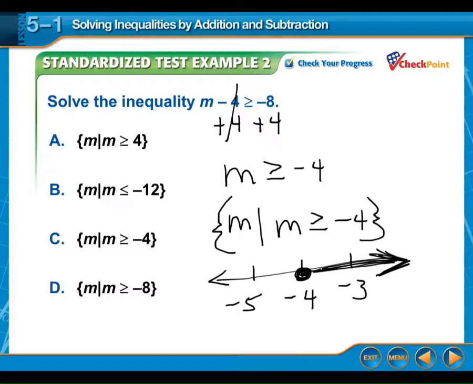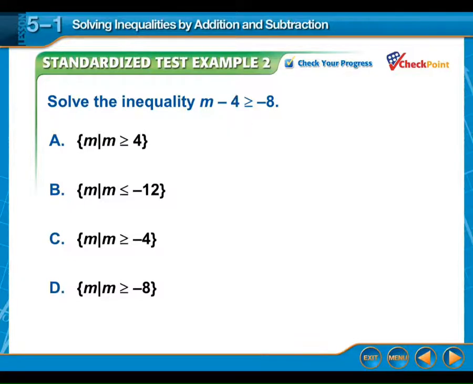But I am going to test -5. Is -5 greater than or equal to -4? No, it's less than. So I know I have the correct side shaded.